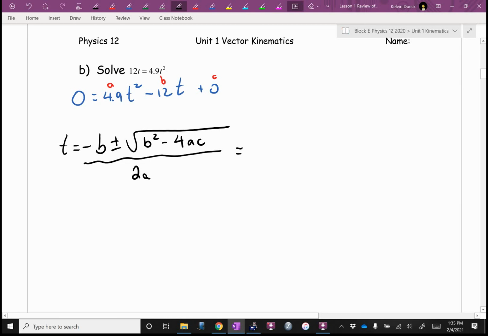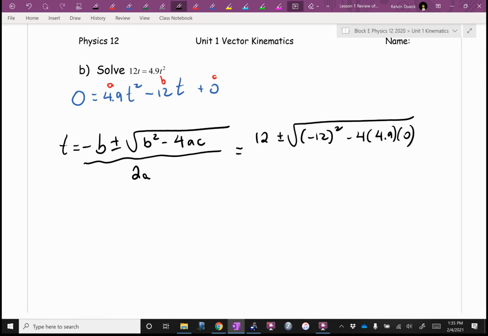B is -12, so what would -b be? Yeah, so -b is +12, I'm positive. Plus or minus the square root of -12 squared minus 4 times 4.9. Oh, times 0. I probably could have just skipped that conveniently. All over 2 times 4.9, I think that's 9.8. Hey, I've seen that number before somewhere.